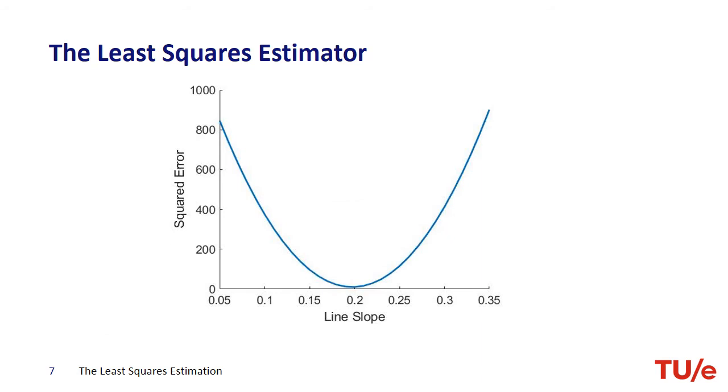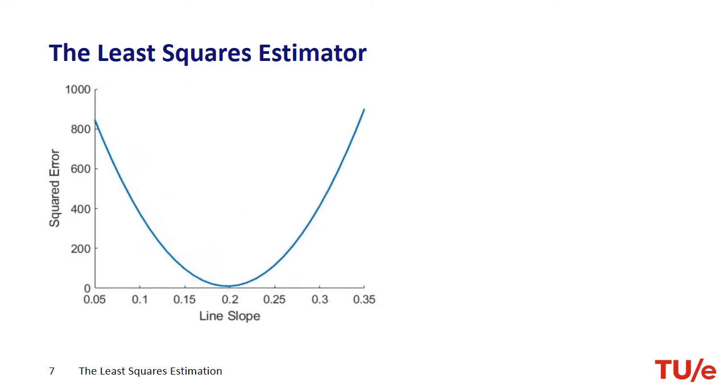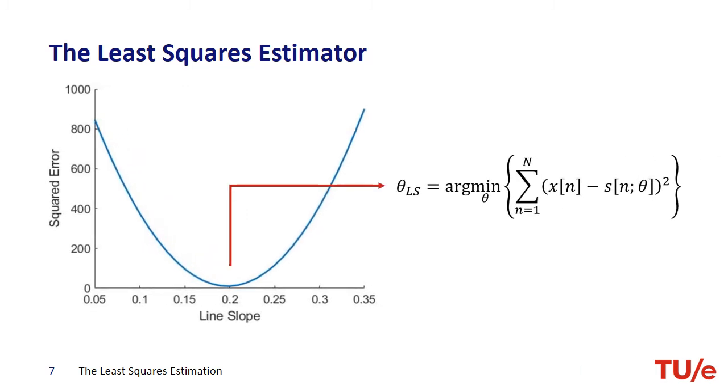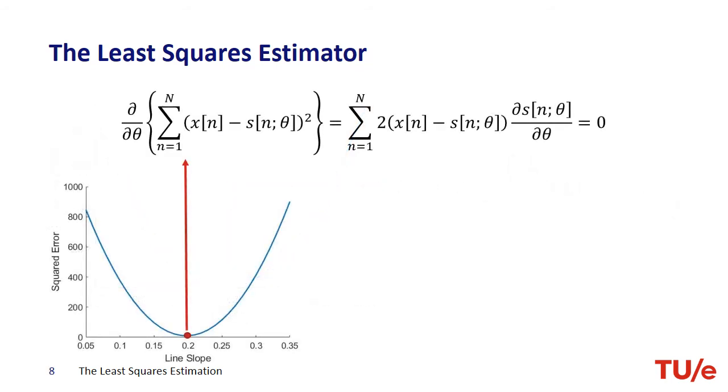So let's start by writing down the formal description of the least squares estimator. The least squares estimator of the parameter theta is the value that minimizes the squared error term. And this is how you write this in a formal fashion. The minimum of the squared error term is found by taking the derivative of the error function with respect to the parameter theta and setting it to 0. The solution for this equation is the least squares estimate of the parameter theta.